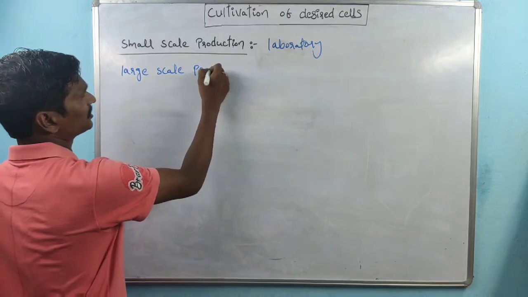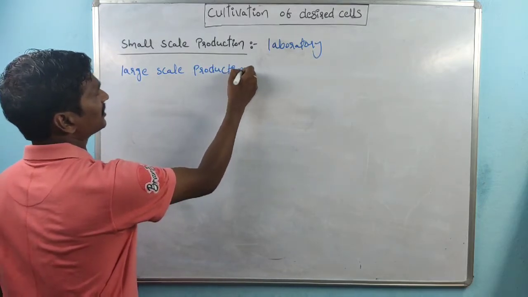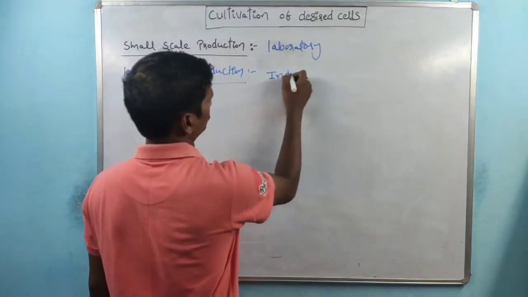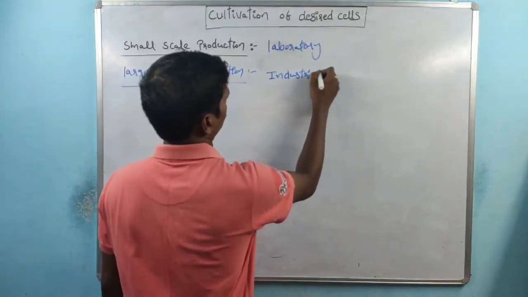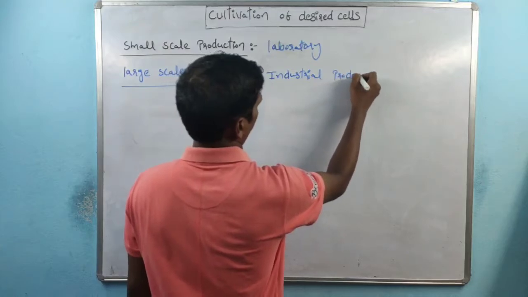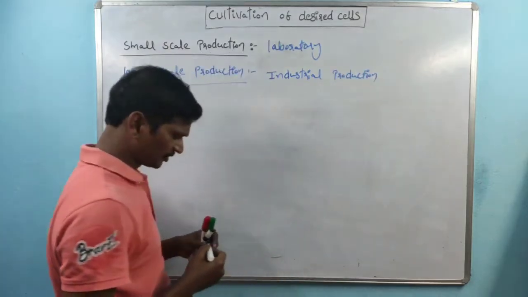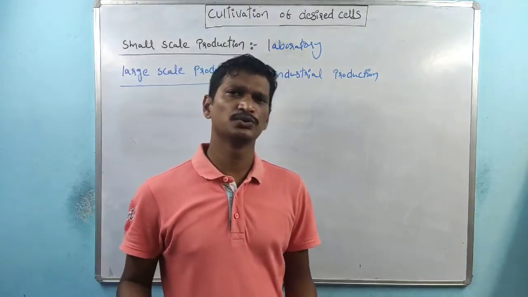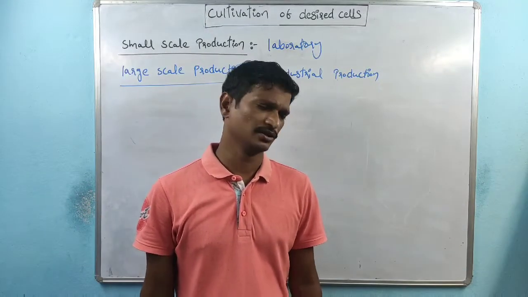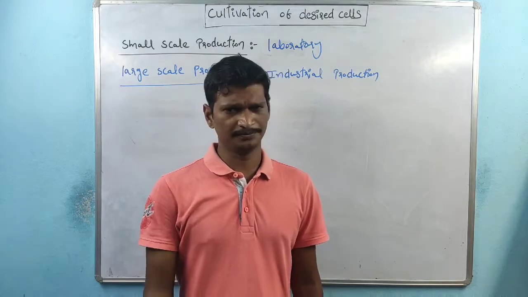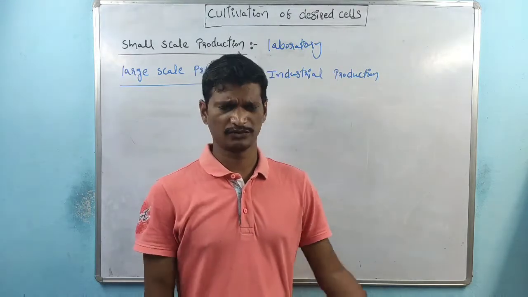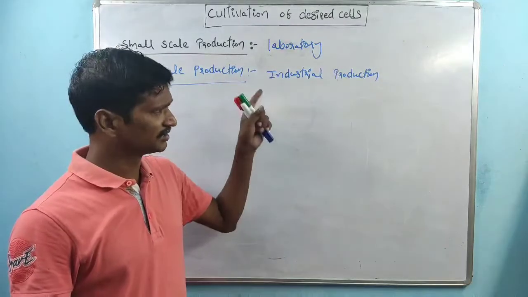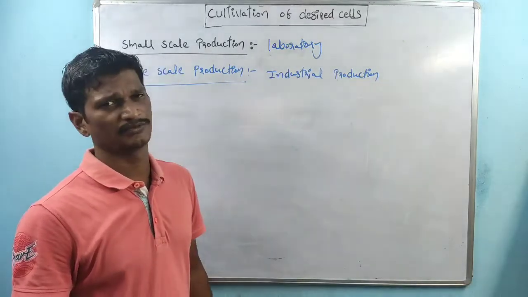Large scale production is nothing but industrial production. Within industries, we are producing a huge amount of our desired product. We know about insulin production, which we discussed so many times. We already discussed this process related to insulin production.